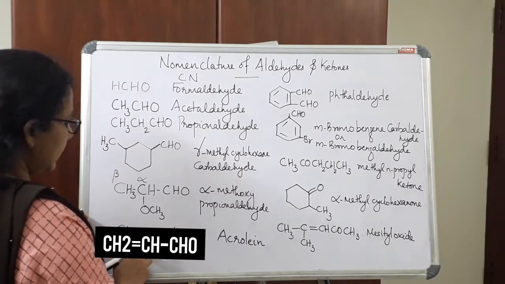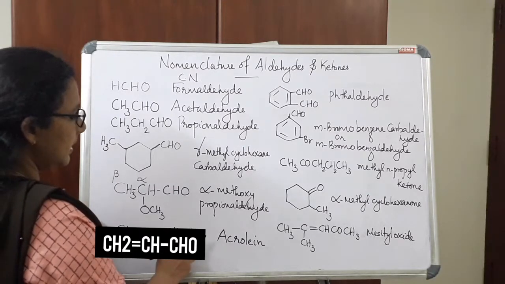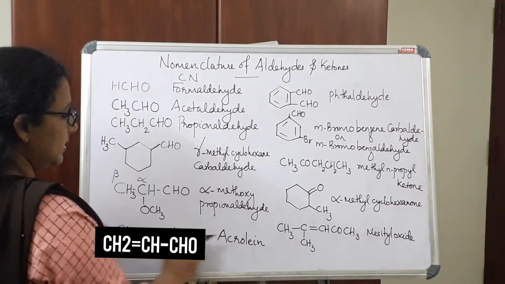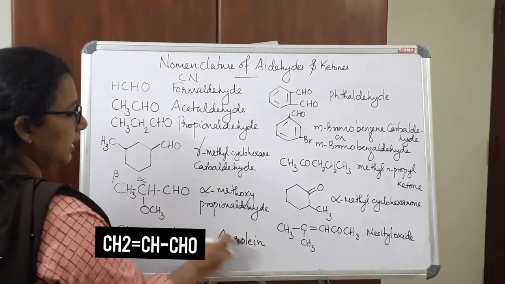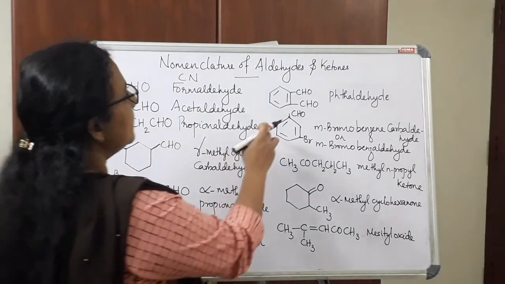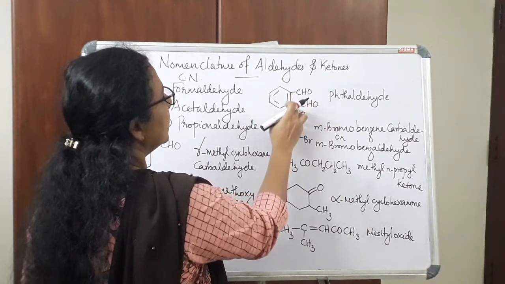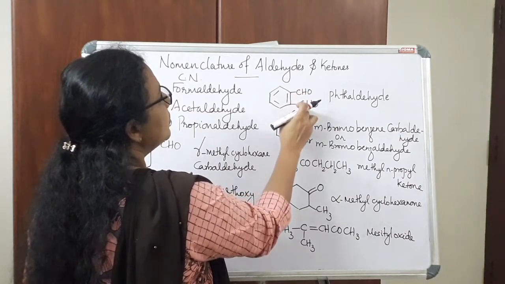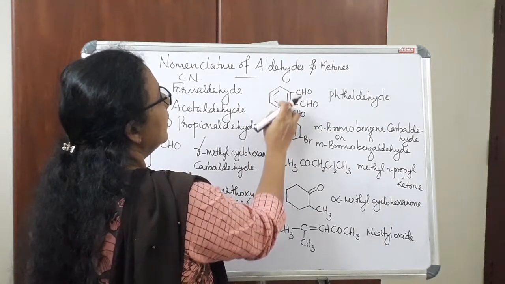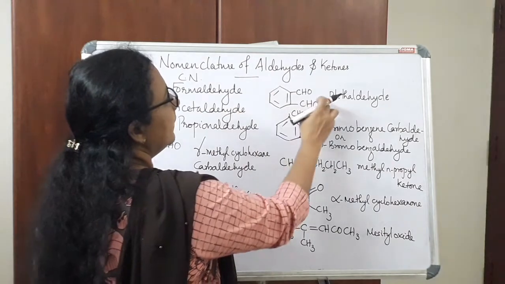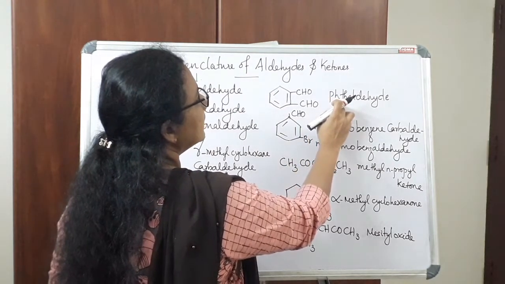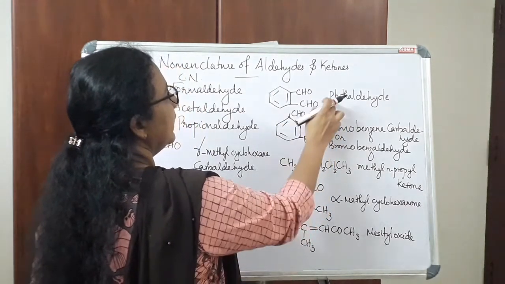Then the next one is CH3CH=CHCHO. The common name of this particular compound is acrolein. Then comes another aldehyde. Here two aldehyde groups are attached nearby, so two CHO groups are there on the benzene ring. This is called phthaldehyde, so the common name is phthaldehyde.